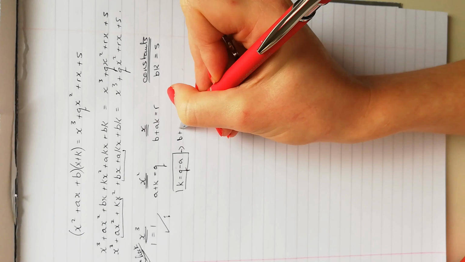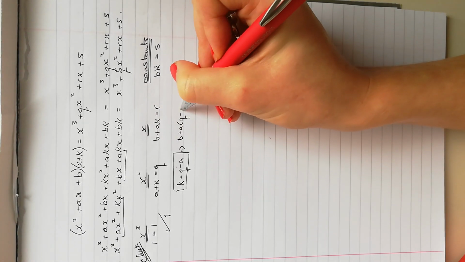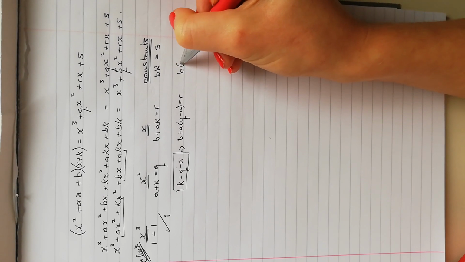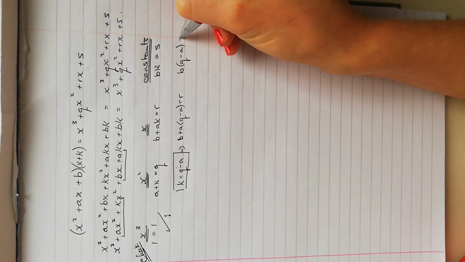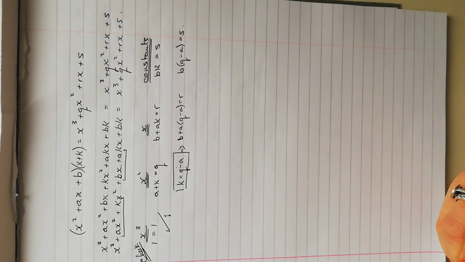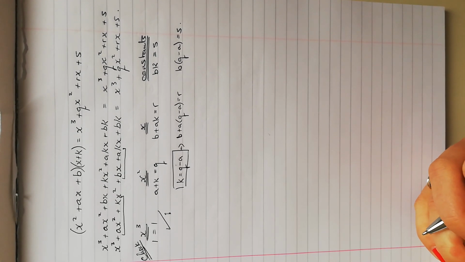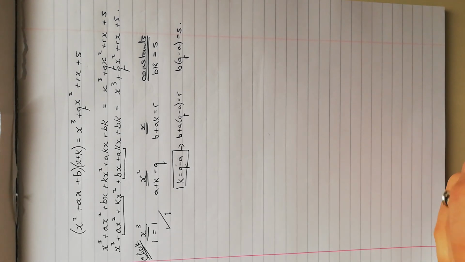Here that gives us b plus a times q minus a equals r. And over here, b times q minus a equals s. Now, at this point, I've just been doing everything on autopilot without actually looking at the question to see what they want me to do. So at this point, I look at the question. What do we want? We want r minus b equals a times q minus a.